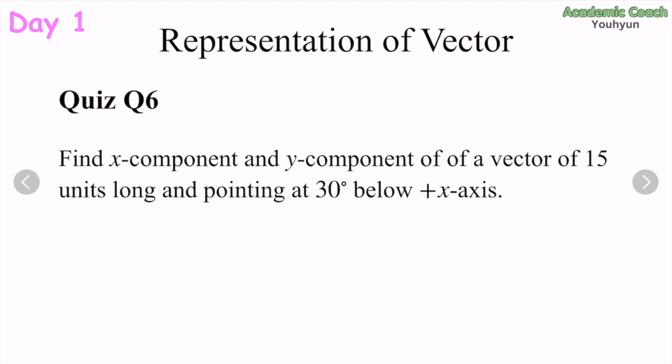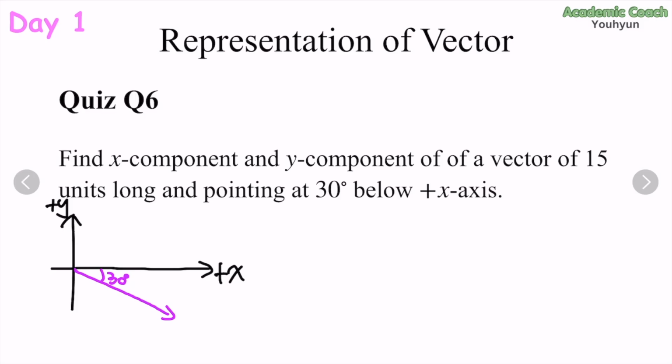The next question. Find the x component and y component of a vector of 15 units long and pointing at 30-degree below positive x-axis. So again, it refers to direction using x-axis. So again, I need to draw the xy coordinate. And this vector is pointing at 30-degree below positive x-axis. So this is 30-degree. And we need to find x component and y component.